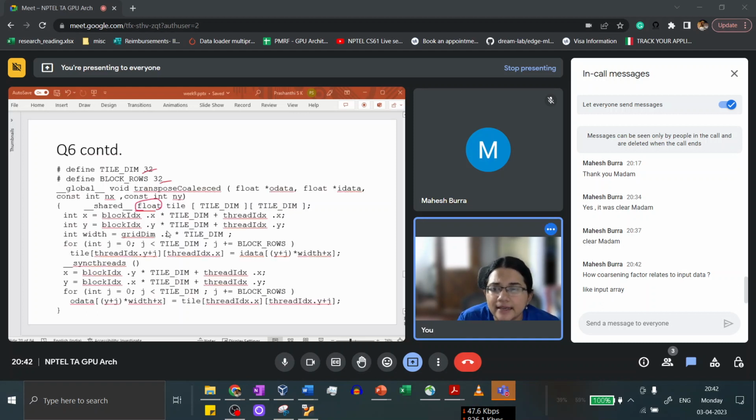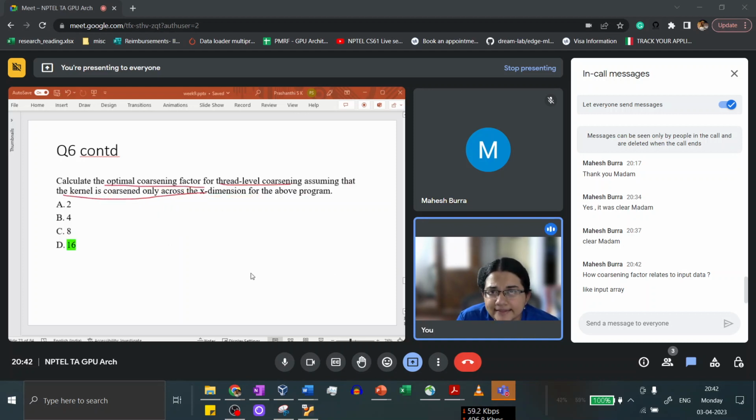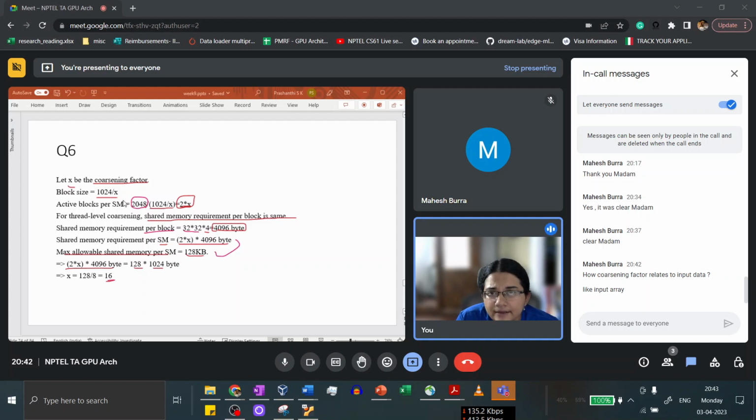You know how it changes depending on your input dimensions, whether it's a matrix or an array. We decide these, right? The block and the grid dimensions. And as these change, the ideal coarsening factor would also change. Here, for instance, if the block size was 512 divided by x, the coarsening factor would also be different from 16, right? So if you were to work that out, 512 by x, so this is in the denominator, so this becomes 4x, and then this shared memory per block remains the same.